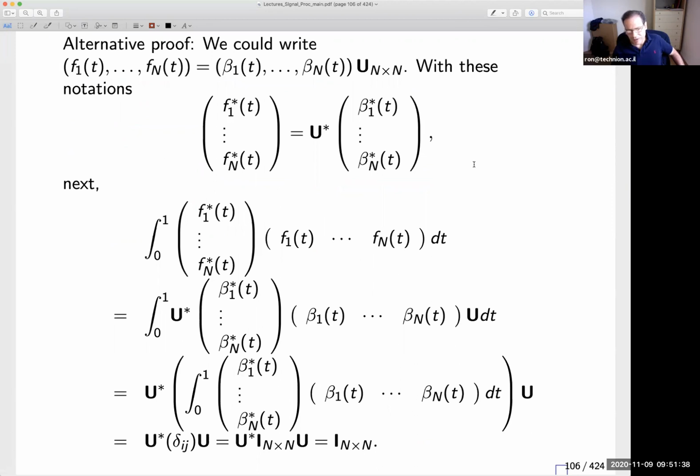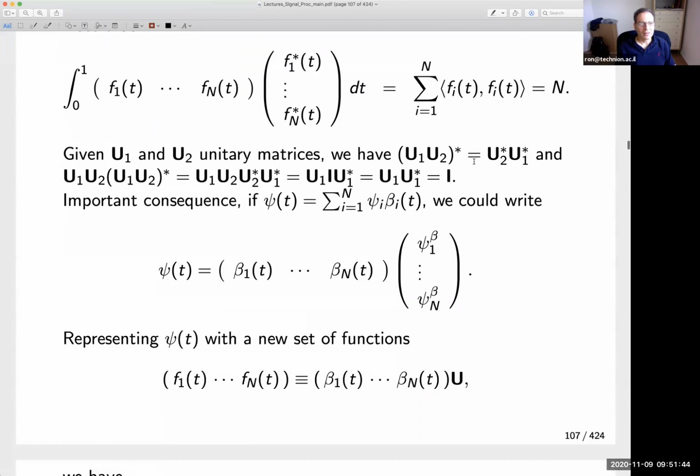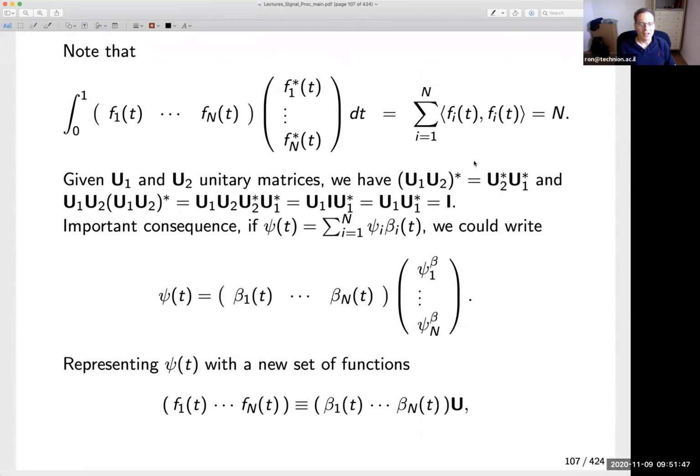Now, this construction is important because we'll use something like that later on. So it is important to show it to you. Okay, what else do we need to say here?